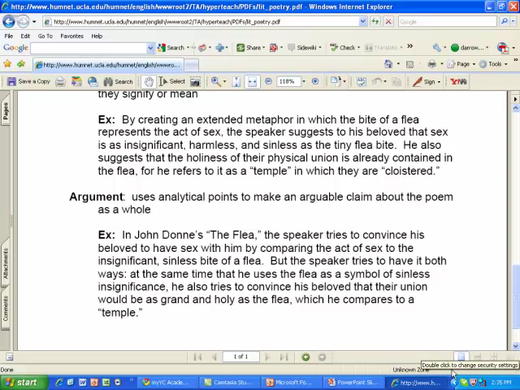But to turn it into an argument, you use analytical points to make an arguable claim about the poem as a whole. In John Donne's The Flea, the speaker tries to convince his beloved to have sex with him by comparing the act of sex to the insignificant, sinless bite of a flea. But the speaker tries to have it both ways. At the same time that he uses the flea as a symbol of sinless insignificance, he also tries to convince his beloved that their union would be as grand and holy as the flea, which he compares to a temple.